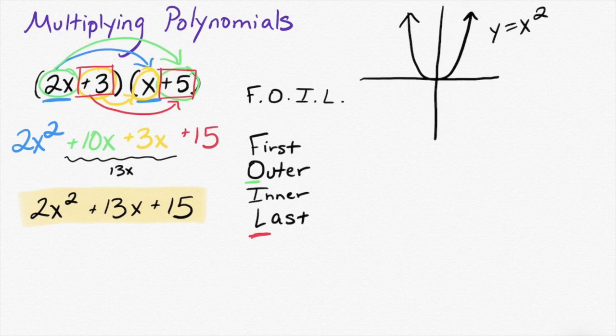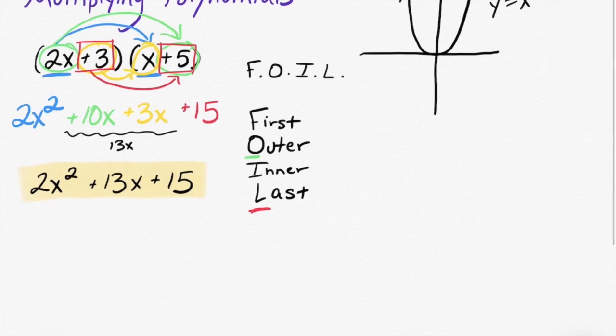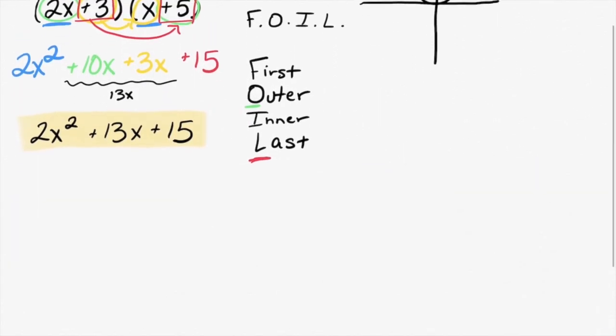There's nothing wrong with the FOIL method. It's just not my favorite because it only works for a binomial multiplied by a binomial. It's not like my favorite thing in the whole world. I'll show you in a little bit. First, I'm going to show you my second favorite way to do this.